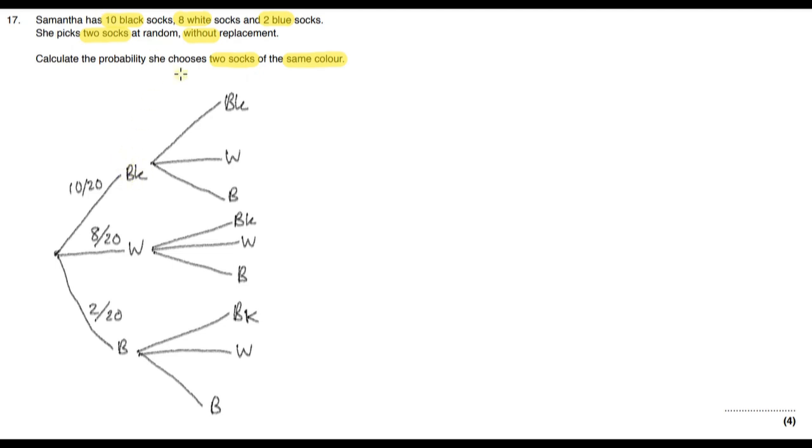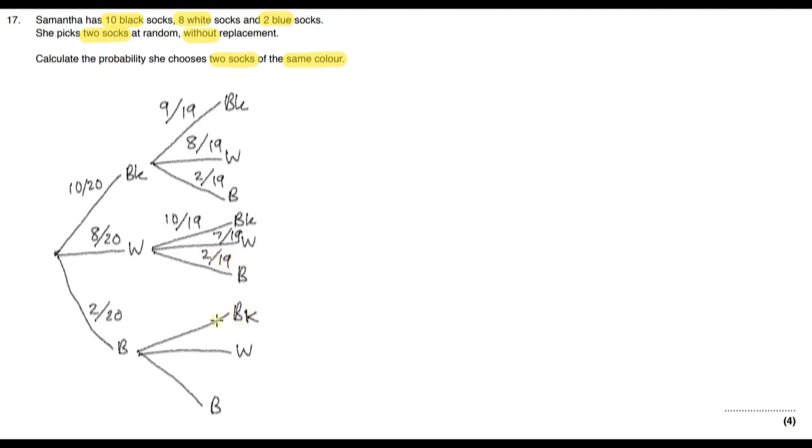sock? Well, now we only have 9, and there's only 19 left over. White sock, well, we've still got 8, so it's going to be 8 over 19. And blue, we've still got 2, so it's going to be 2 over 19. Now let's think about a black sock, given we've picked a white sock. Well, we've still got 10 black socks left, so it's going to be 10 out of 19. We've already picked a white, so instead of 8, now it's going to be 7, so 7 over 19. And blue, we've still got 2, so 2 over 19.